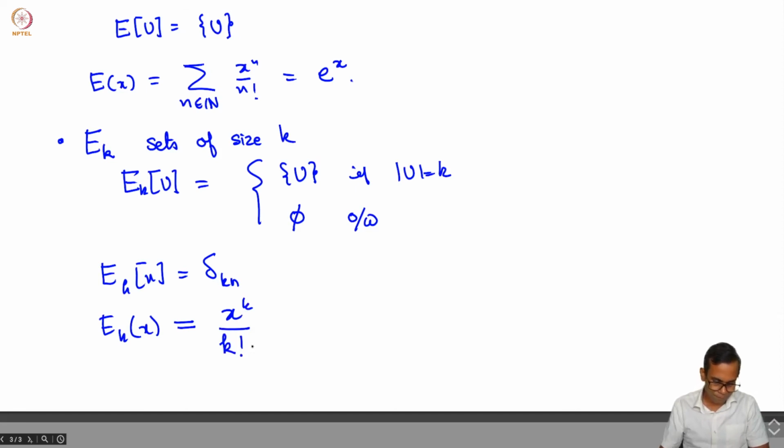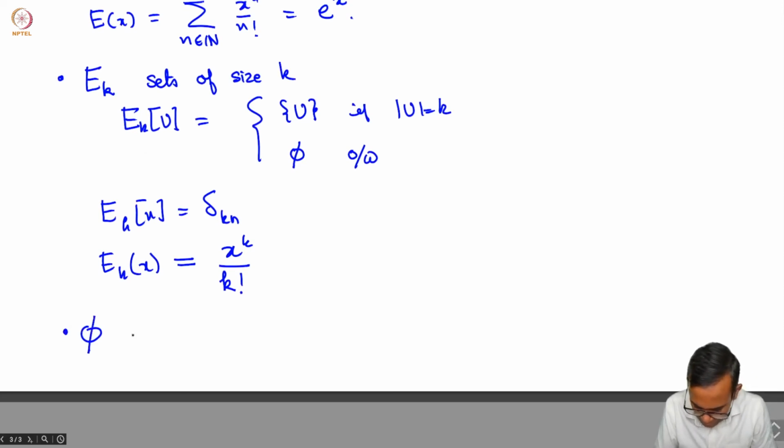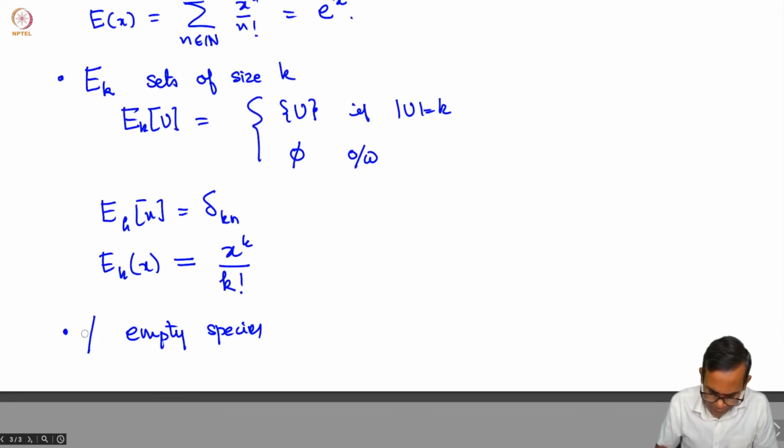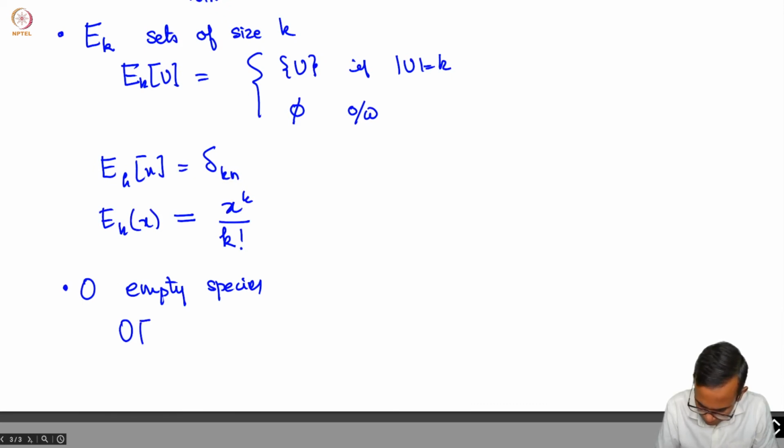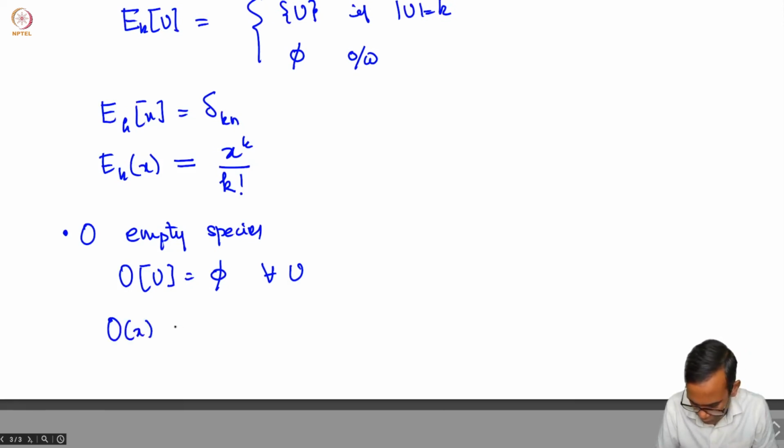And finally, we have the empty species. I think maybe I called it 0. 0 of U is the empty set for all U. Then, of course, the generating function of 0 should just be identically 0 because all the terms in the series are 0.